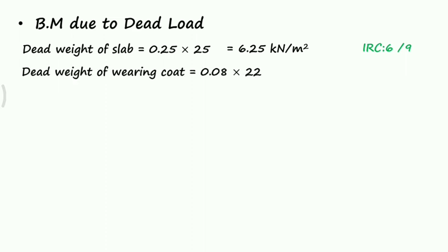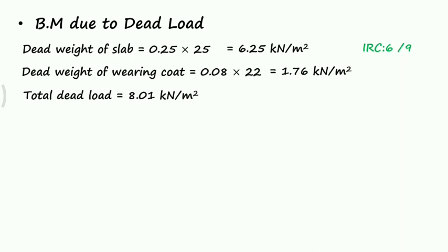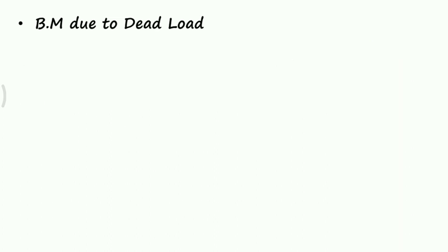Dead weight of the wearing coat: the thickness of the wearing coat is 80 mm and 22 kilonewton per meter cube is the density of the wearing coat as per IRC 6 page number 9. So we get 1.76 kilonewton per square meter. So total dead load is 8.01 kilonewton per square meter. Here our dead load is uniformly distributed over the complete slab panel.